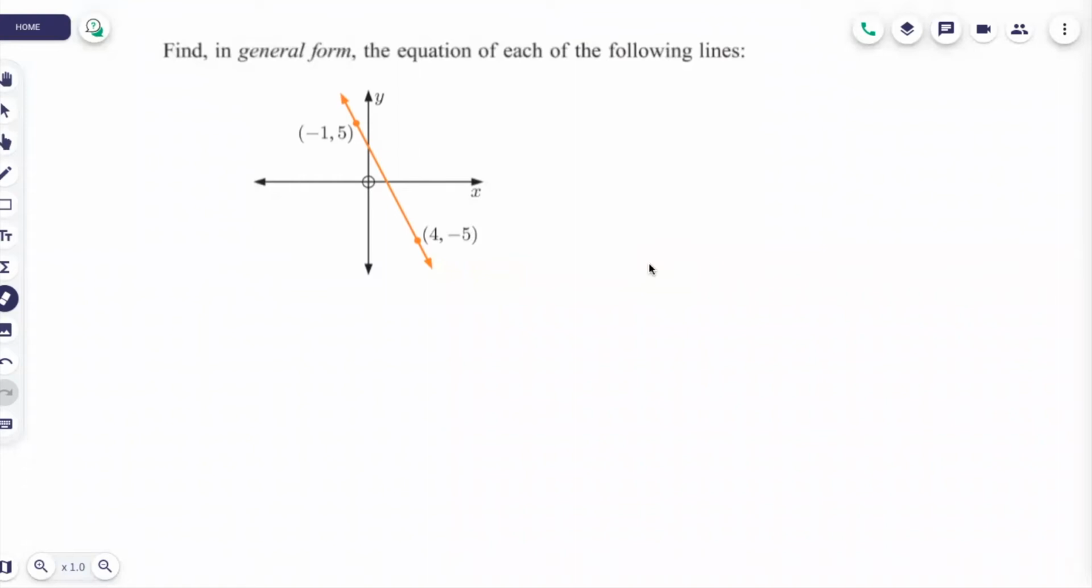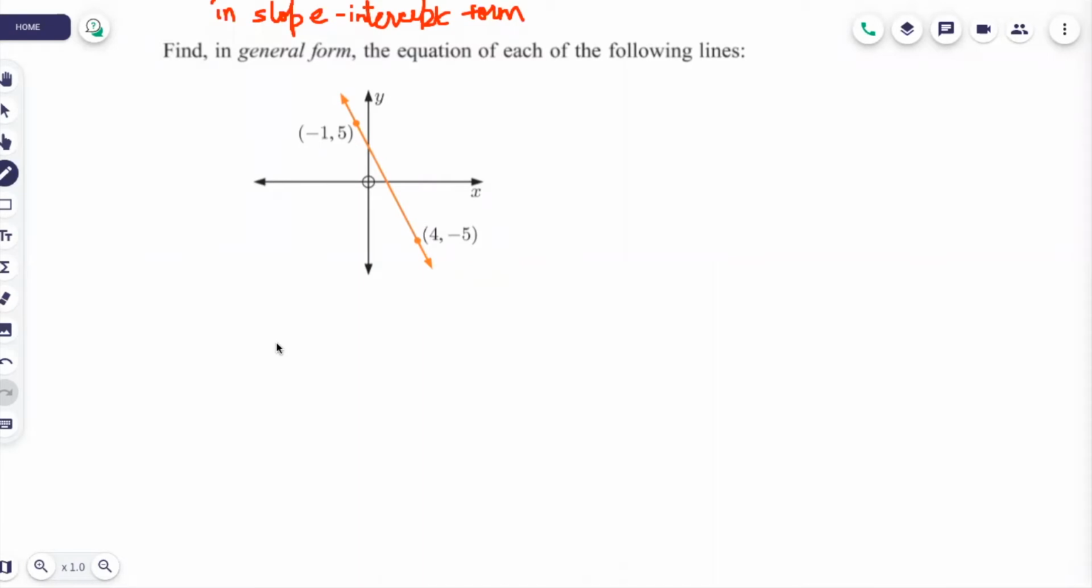Hi, in today's lesson, we will be solving this question which says find in general form the equation of each of the following lines. I'm also going to show slope intercept form or gradient intercept form. So let's start.